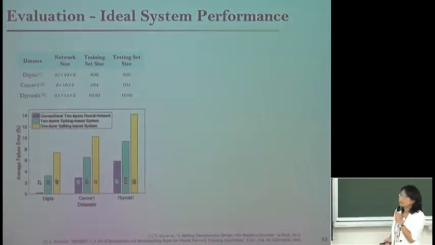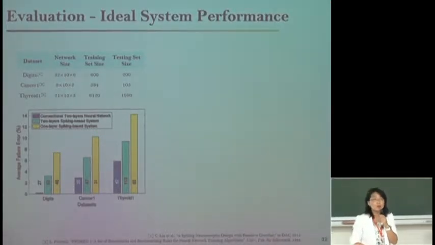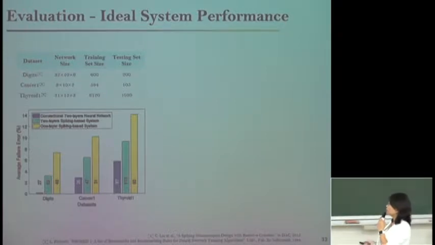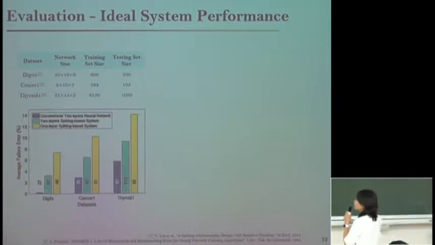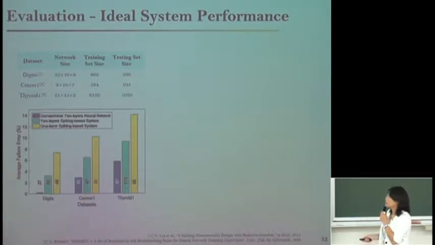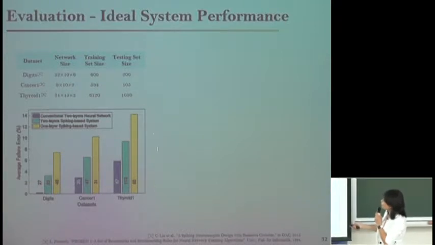Here are the evaluations. For all the spiking simulation-based work, we can only demonstrate small-scale applications, and this is again a very small-scale application. As you can see, the network size is very small. The input layer is 32, the middle layer is 10, and the upper layer is 6 for those examples, with a training set size of 600 and a testing size of 200.